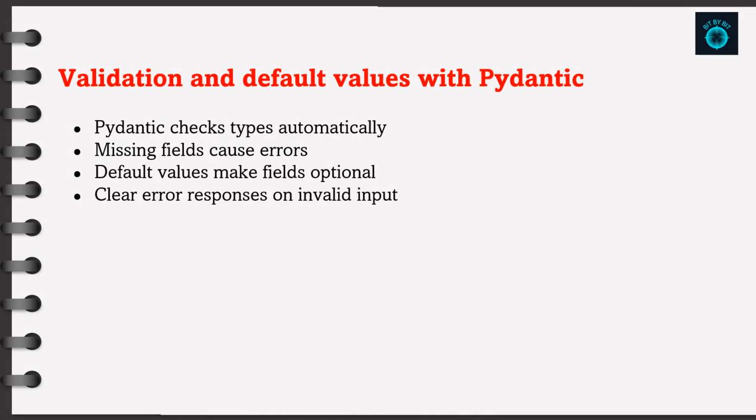Validation and default values with Pydantic. Pydantic models do more than just define fields. They also validate inputs and support default values. If a required field is missing, FastAPI automatically returns an error response. If a field has a default value, it becomes optional, and FastAPI will use the default if the client does not provide it. This makes APIs both strict and flexible at the same time.